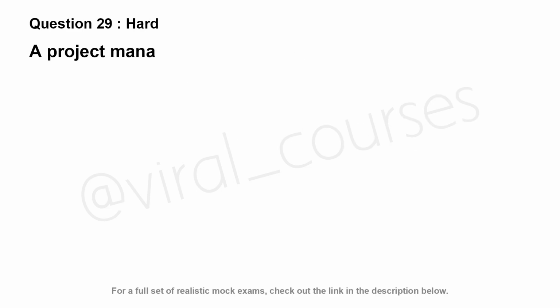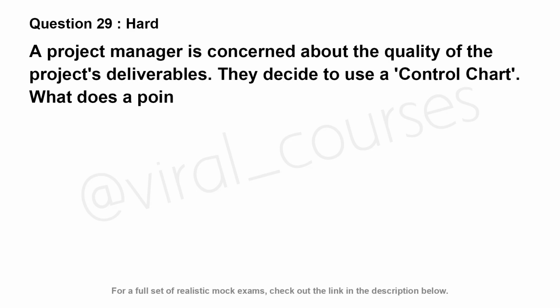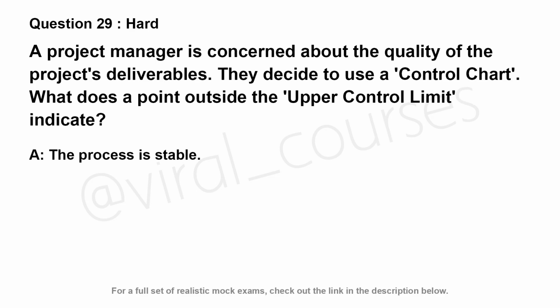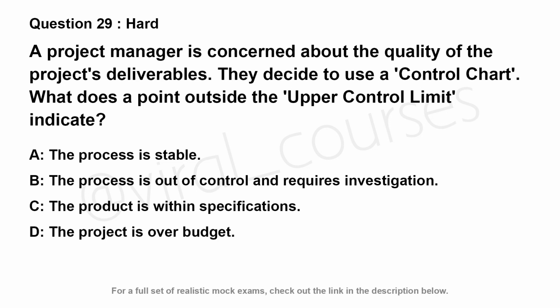A project manager is concerned about the quality of the project's deliverables. They decide to use a control chart. What does a point outside the upper control limit indicate? Option A, the process is stable. Option B, the process is out of control and requires investigation. Option C, the product is within specifications. Option D, the project is over budget.